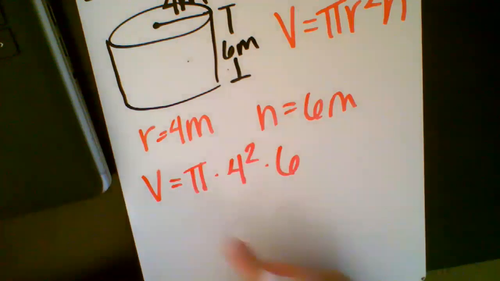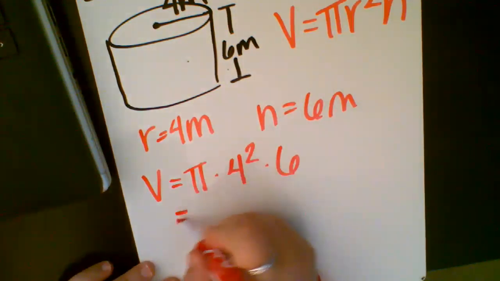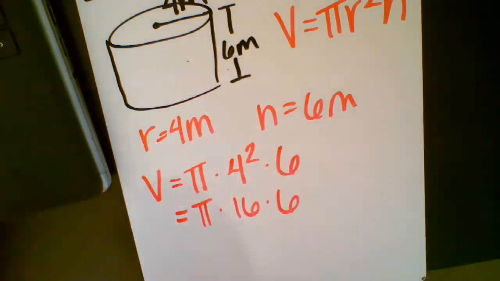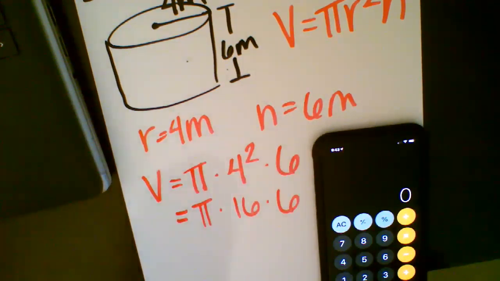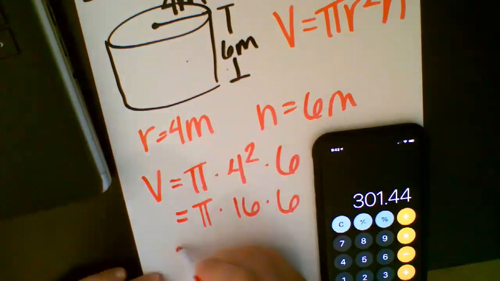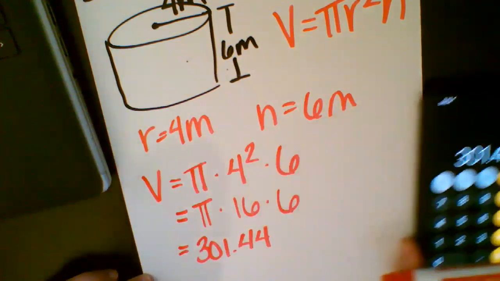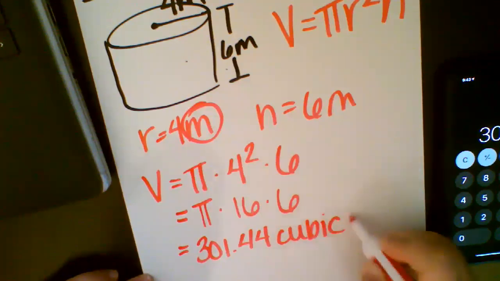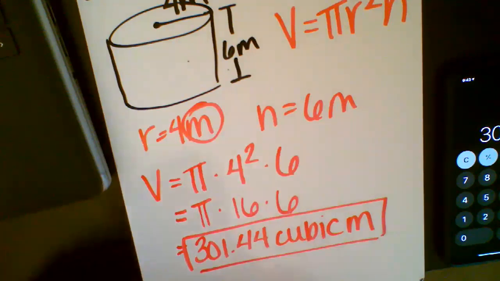Now PEMDAS, because these are all numbers, pi, 4, and 6, exponents before multiplication. 4 squared is 16. And my last step is to multiply the numbers. You could do this in 2 steps, but if you do it in 1, you're going to get the same answer. Pi times 16 times 6. And we get the volume of the cylinder as 301.44. Meters was my original units, so cubic meters is my final units for the volume of this cylinder.